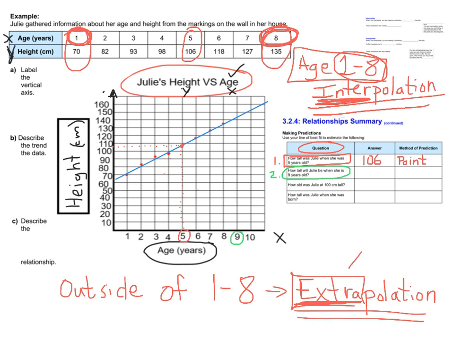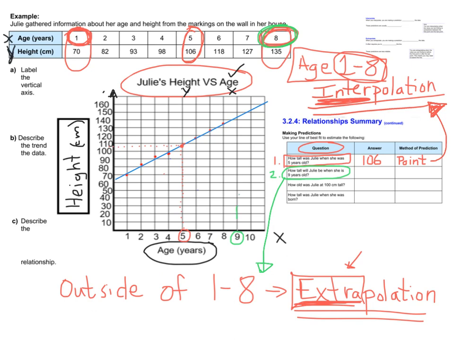So going back to question number 1, that would be an interpolation question because it's asking us how tall was she when she was 5 years old. We already have information from 1 to 8. And in question 2, it's asking us how tall will she be when she's 9 years old. 9 years old happens after what they've given us. So we have to ballpark that. We have to estimate that. That is something outside of the information, which is extrapolation.